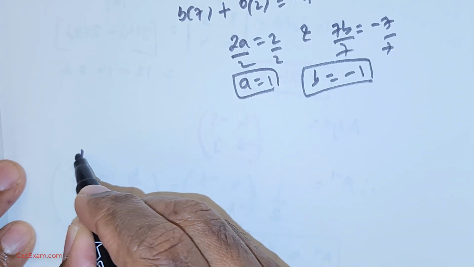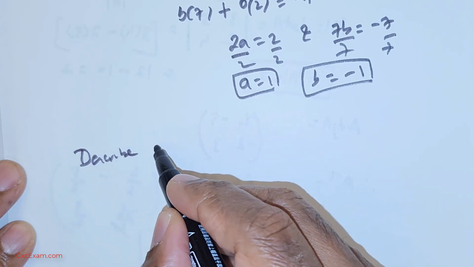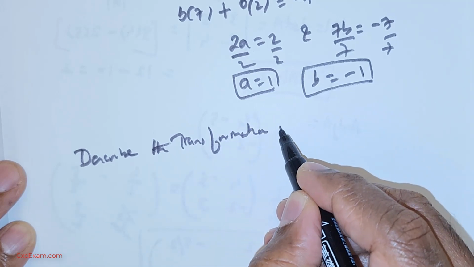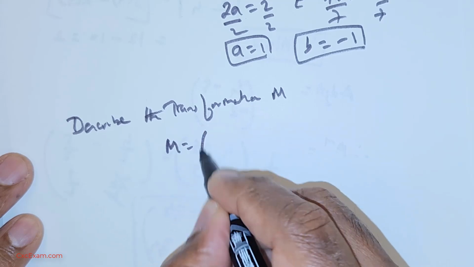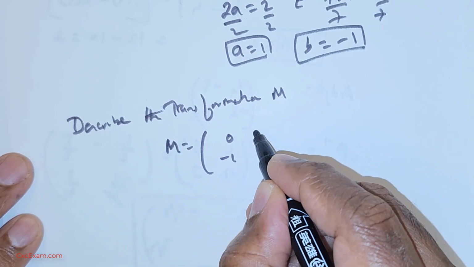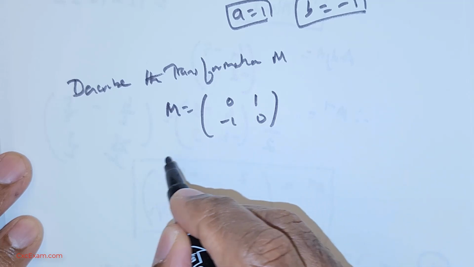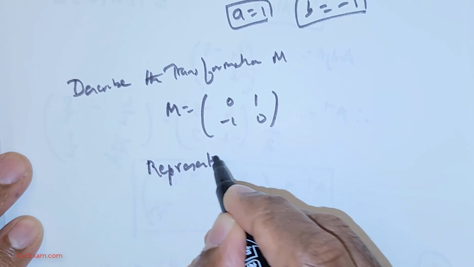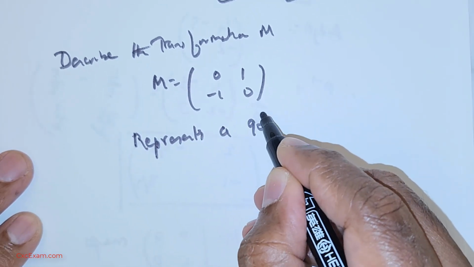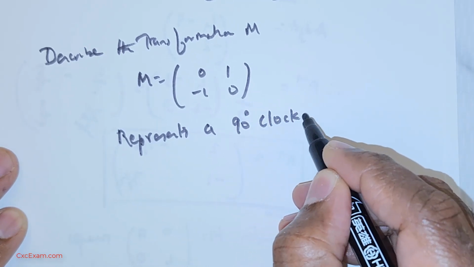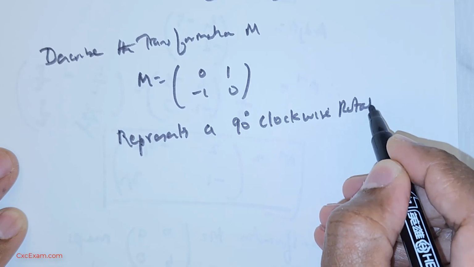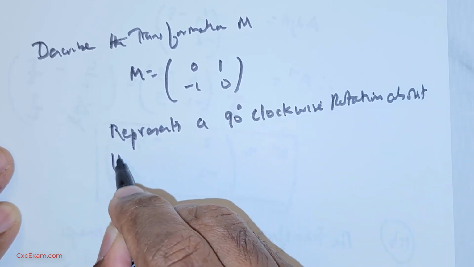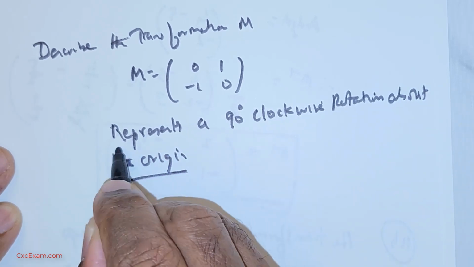Okay, now we are asked to describe the transformation M. Now M is actually 0, negative 1, 1 and 0. So this is nothing but a representation of a 90-degree clockwise rotation about the origin. So that's a solution for this question.